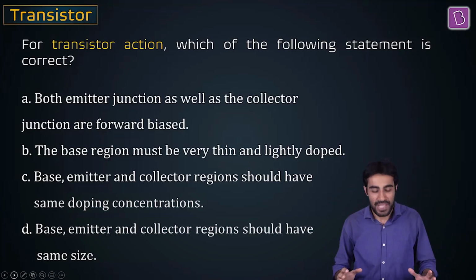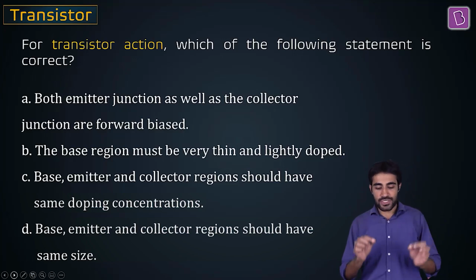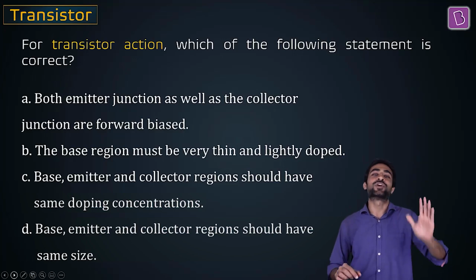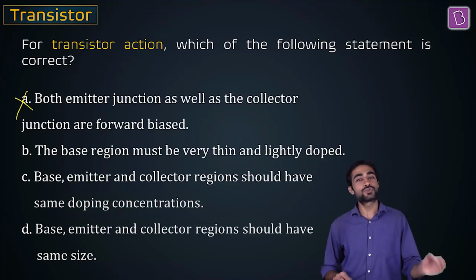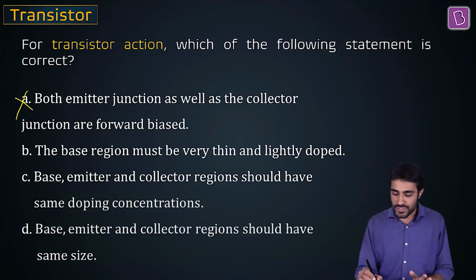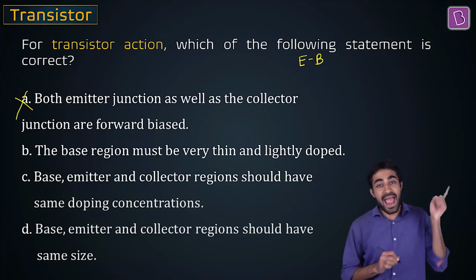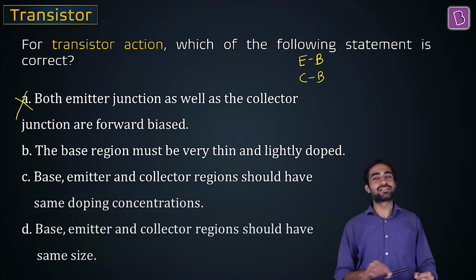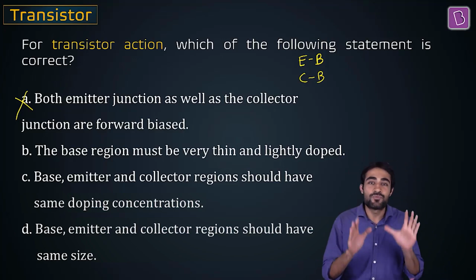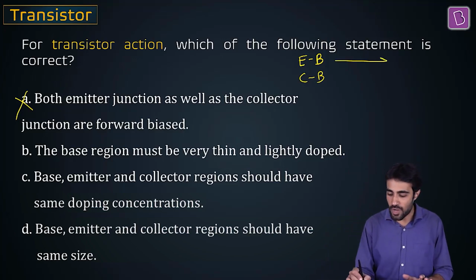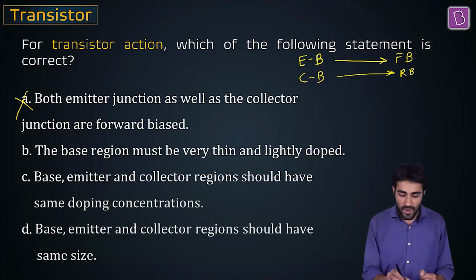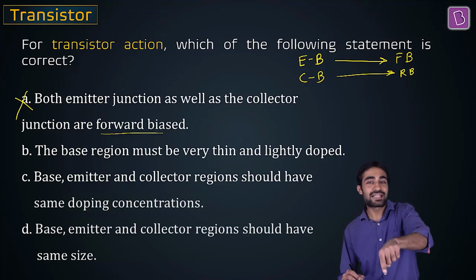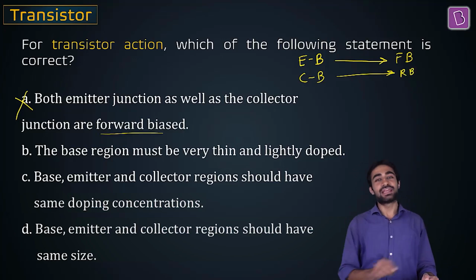Now the base is sandwiched between the emitter and collector. This is our transistor. So option A says both the emitter junction as well as the collector junction are forward biased. Option A is unfortunately not true. Why not? Let's talk about junctions for a while. Junctions are the emitter base junction and the collector base junction. These are the two junctions. Now for normal functioning of a transistor, the emitter base junction is always forward biased and the collector base junction is always reverse biased. So option A said both are forward biased. No. One is forward bias and the other is reverse bias. So option A is wrong.